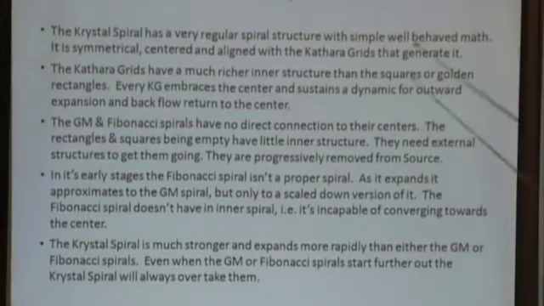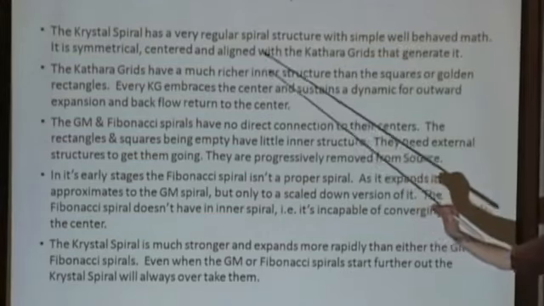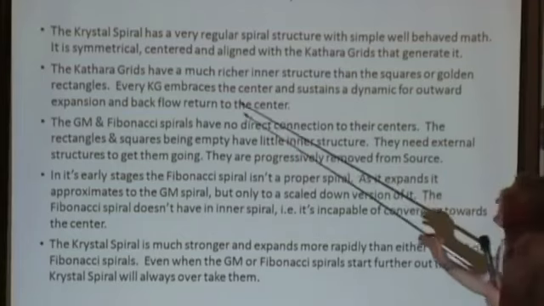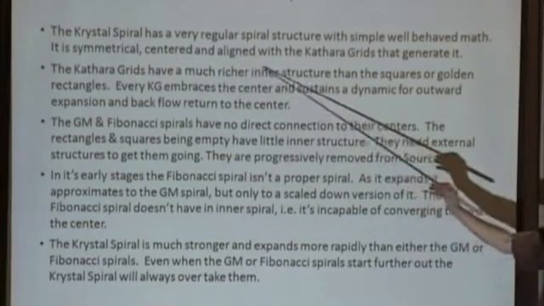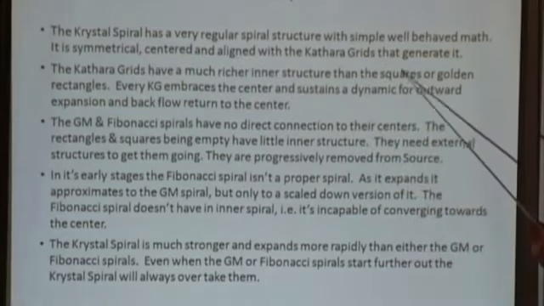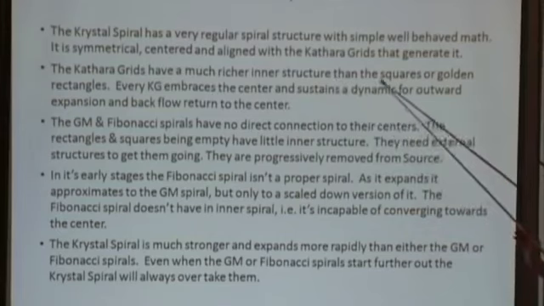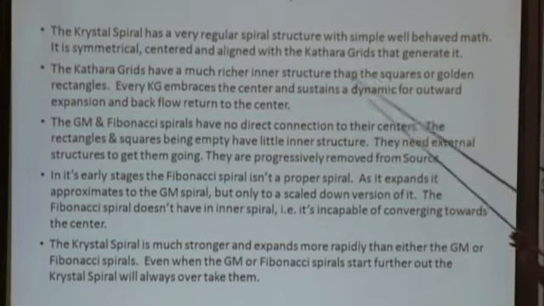Okay, now to compare the spirals, the crystal spiral has a very regular spiral structure with simple, well-behaved mass. It is symmetrical, it is centered, and it's fully aligned with the Katara grids that generate it, and it's aligned at every stage of expansion. The Katara grids have a much richer internal structure. Within the Katara grid, all the dimensions are interconnected. Everything connects in to the center point, the central seed atom at the center. So you have this rich inner structure by means of which energy can move from the center of the Katara grid out to the different parts of the Katara grid.